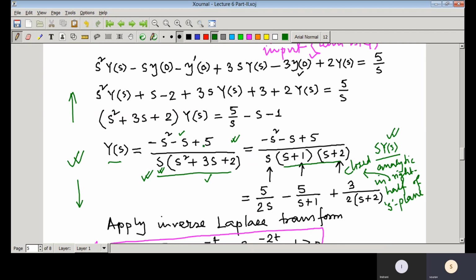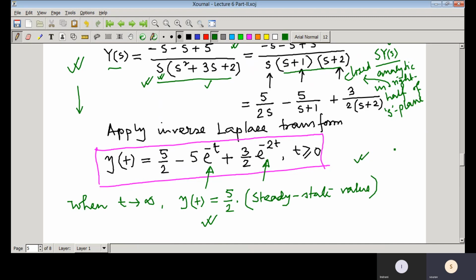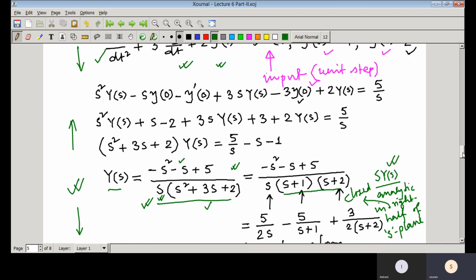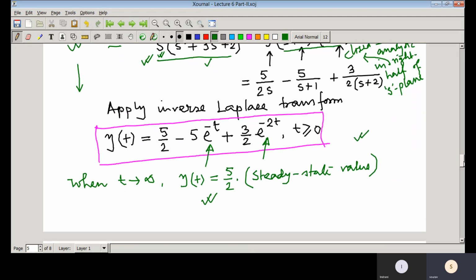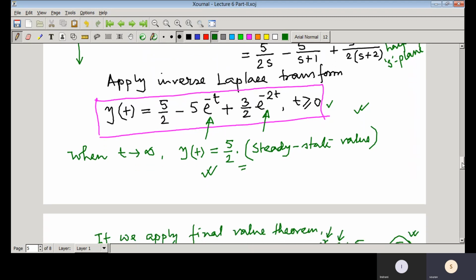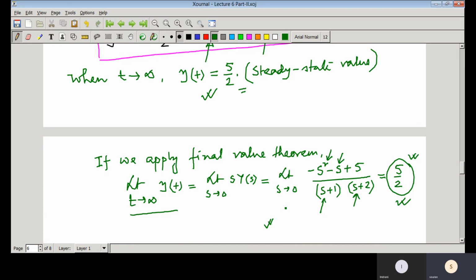Whenever a transfer function is given and you are asked to find the solution, you can find this solution. Or it might happen that a second order differential equation is given. If you are asked to find the solution, then you can follow these steps. And here we have seen one interesting point, that from this time domain expression we can find the steady state value of y(t), and we can also apply the final value theorem to find the steady state value.